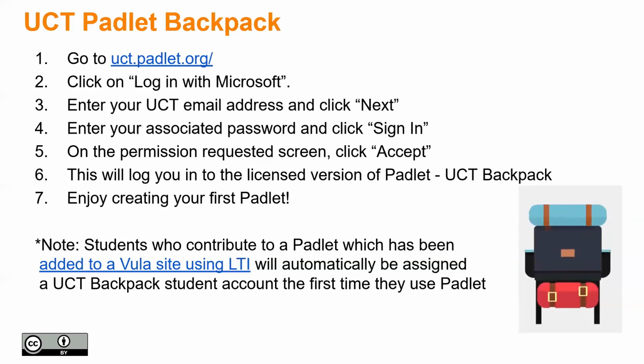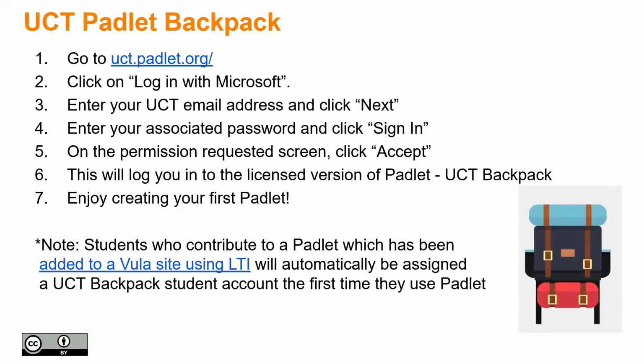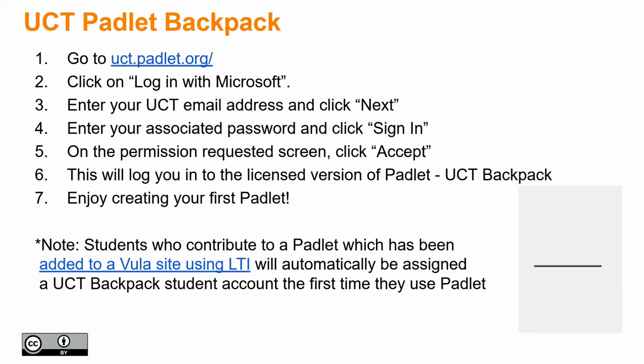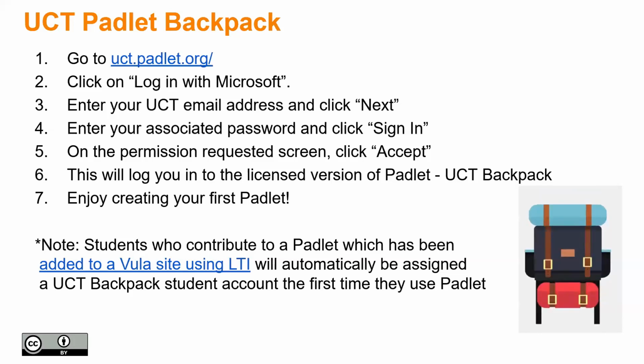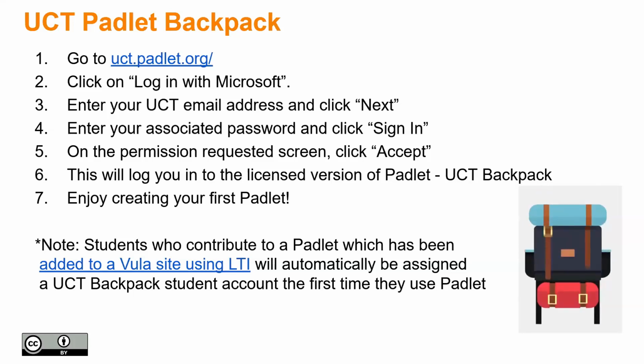uct.padlet.org. You will then see a pop-up window which will say login with Microsoft. You are going to be integrating this with your UCT profile. So you just use your regular UCT email address and your associated UCT password, and you click sign in. And then on the next screen, you will see a pop-up that says, please accept the permissions, and you just click on accept, and that will log you straight into the UCT Backpack instance of Padlet.